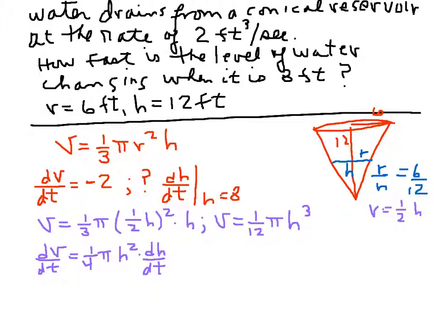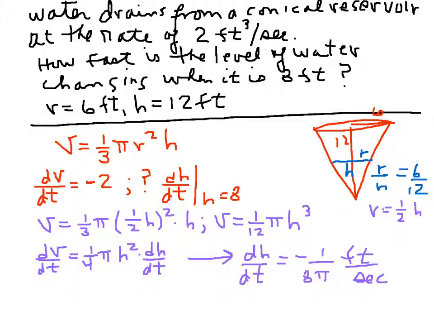And now all we do is plug in what we know. We know dV/dt is minus 2, and we know that h is 8. And so if we do all that work and solve it, I trust you can do that, we get that dh/dt is equal to minus 1 over 8 pi feet per second.